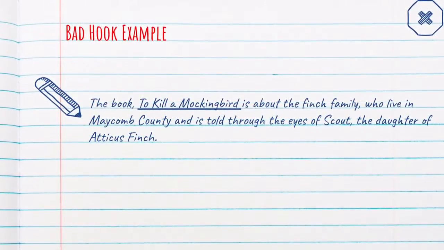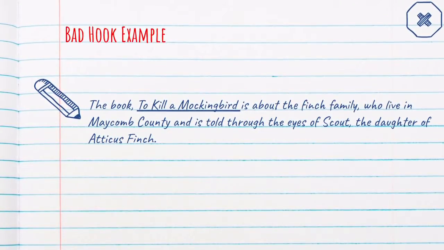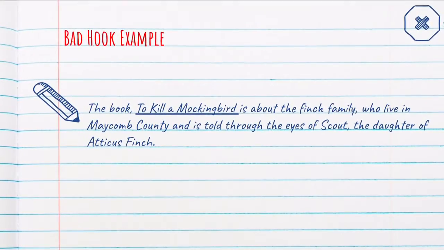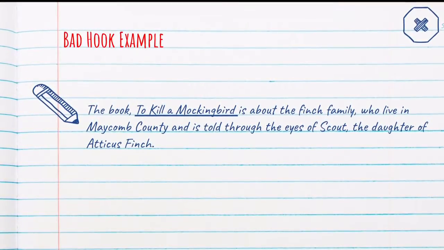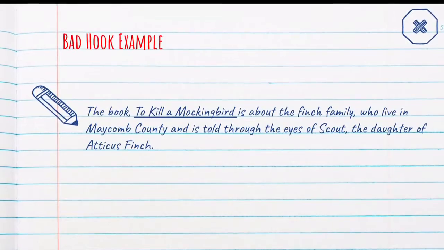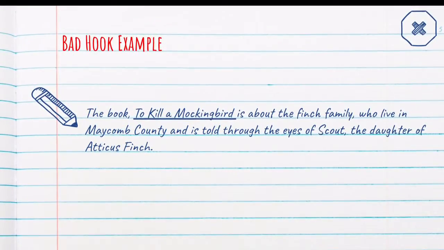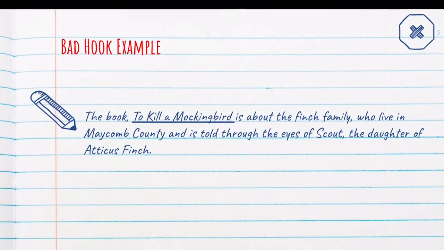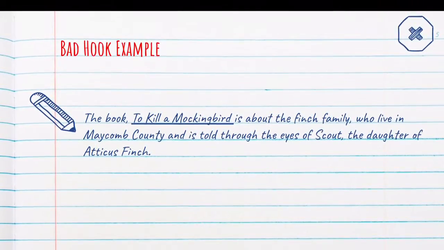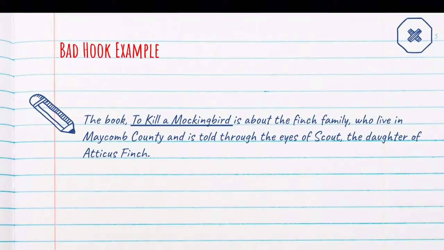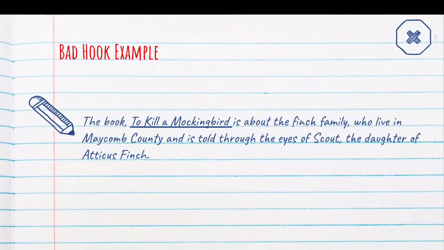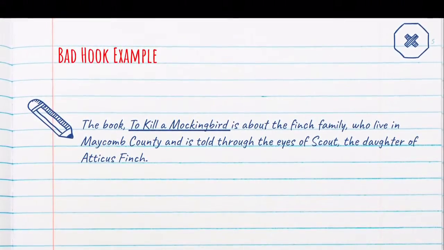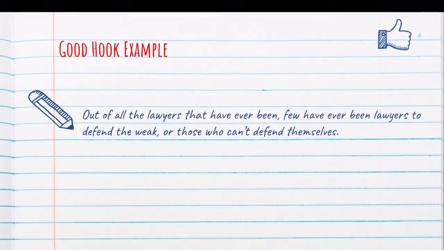Let's take a look at one of our examples. It says, the book To Kill a Mockingbird is about the Finch family, who live in Macomb County and is told through the eyes of Scout, the daughter of Atticus Finch. Let's try to see what's wrong with this particular hook. Take a moment to check it out. Well, you guessed it. First of all, the hook is not supposed to mention anything about the book. This seems like it would fit better within our background. I also see some punctuation errors and some capitalization errors, so always make sure you double check your work. Do that now.